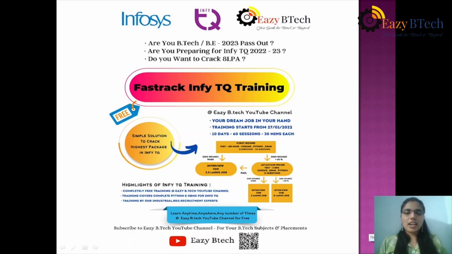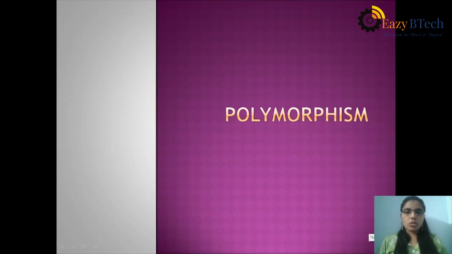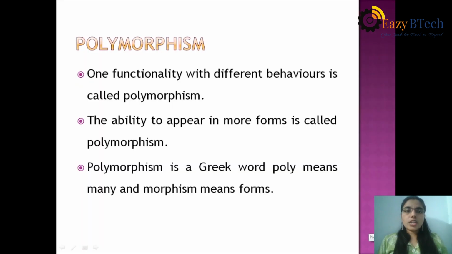This is Krishna. In the last session, I had discussed polymorphism. So, what is polymorphism? One functionality with different behaviors is called polymorphism. I already gave a real-time example for polymorphism, that is nothing but the wedding card example. The wedding card is the functionality, and the given persons are different behaviors. That is polymorphism. That is a real-time example.